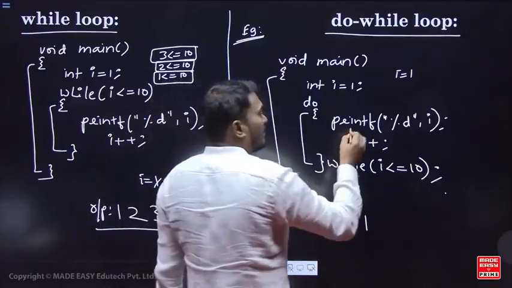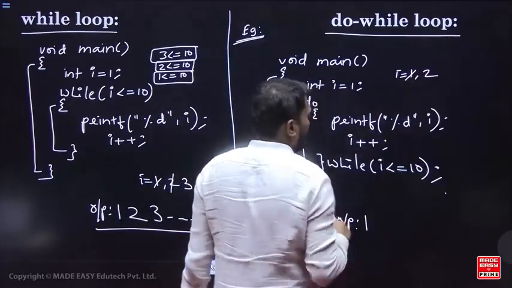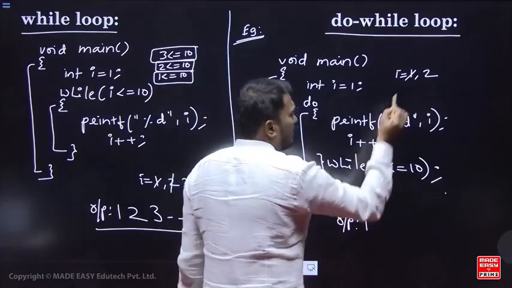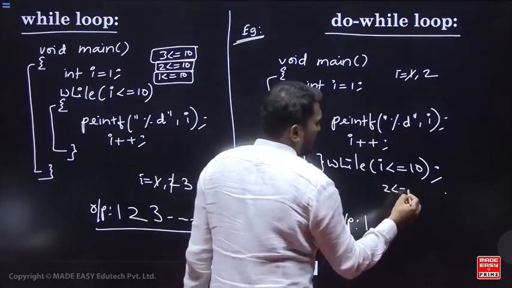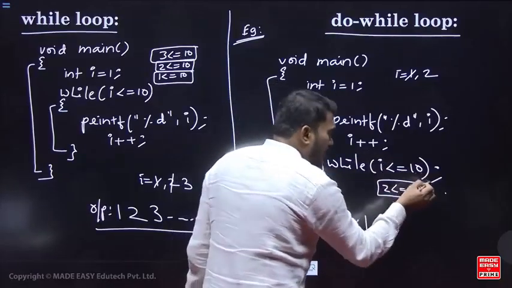Listen carefully. So printf %d I, the I value is 1. So next you say I++. So I value becomes 2. And next while I less than or equal to 10. Tell me what is the I value? 2. 2 less than or equal to 10, true or false? True. If it is true, remember the semicolon is there.